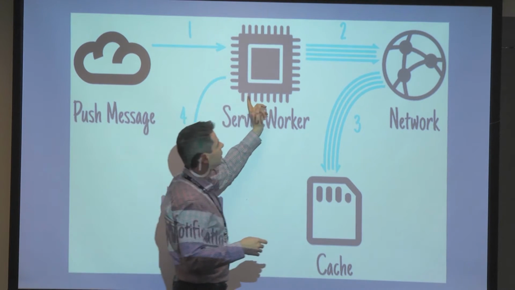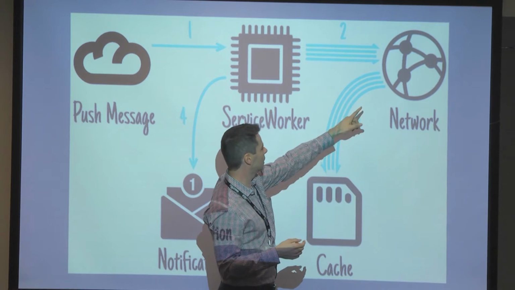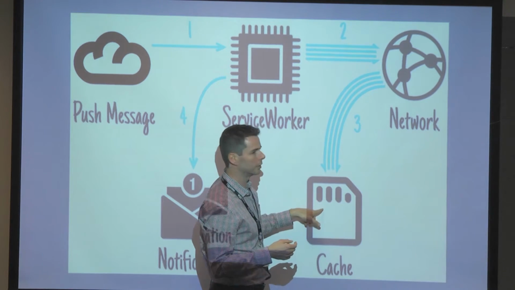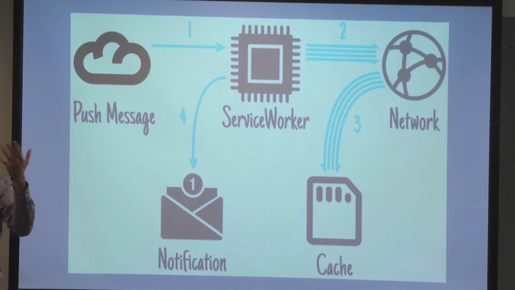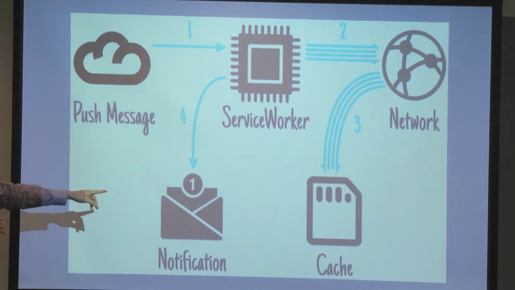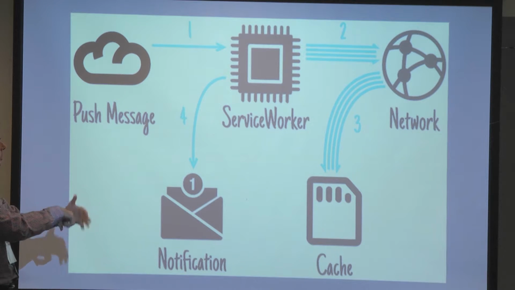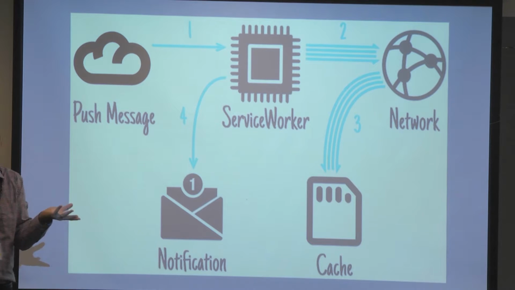The service worker can also use that time to go to the network and download whatever it needs to in the cache. So if somebody has sent you a new message, you want to go and download that message and bring that in. We can do that so that when they click on the notification, the content is fresh. It's the most recent thing that we're looking at.